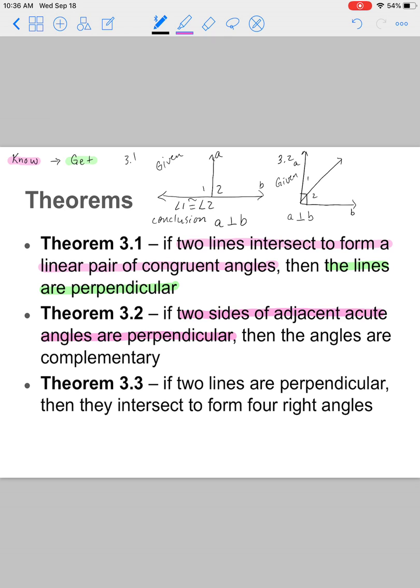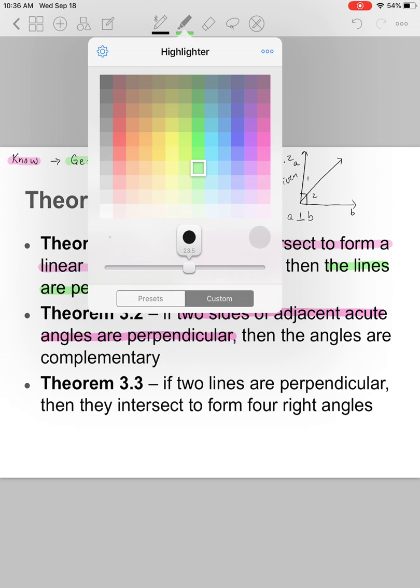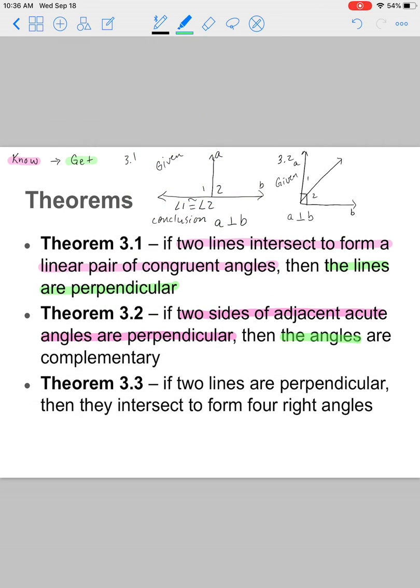Create those two angles. Then the angles are complementary. So we will get our conclusion that angle 1 and angle 2 are complementary.